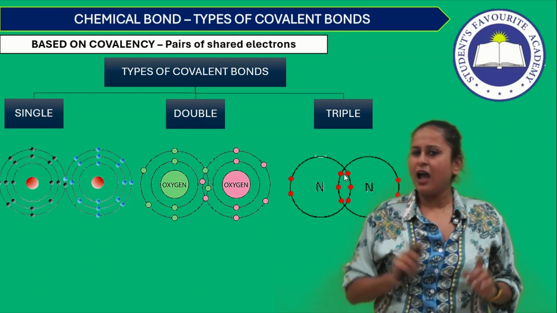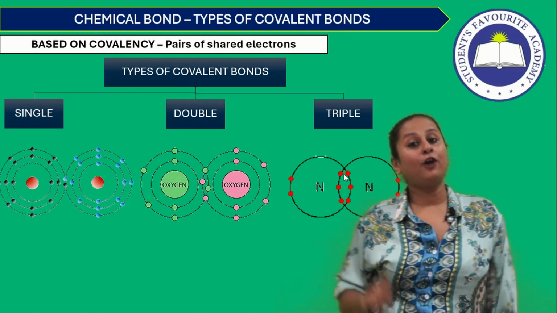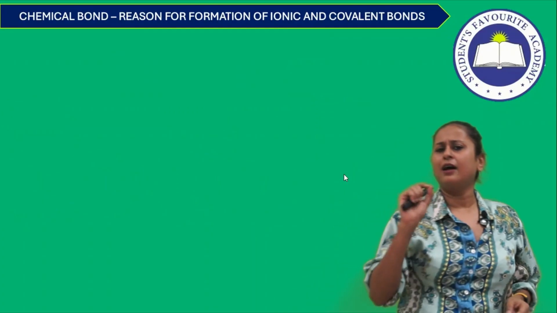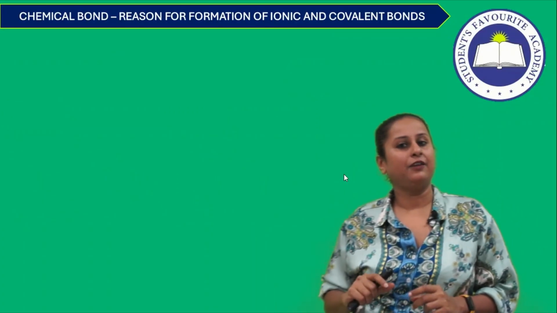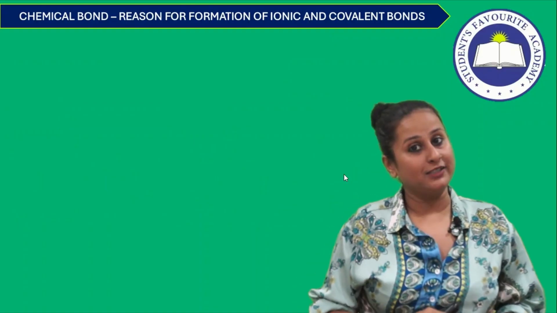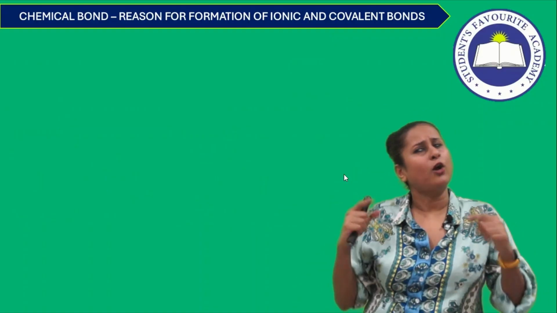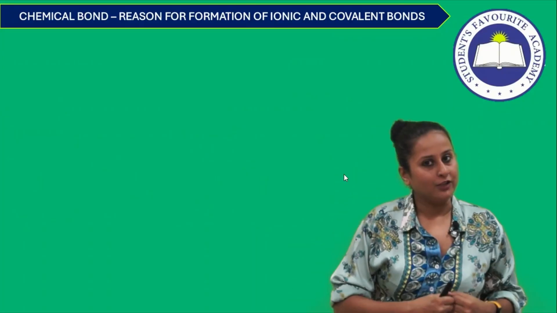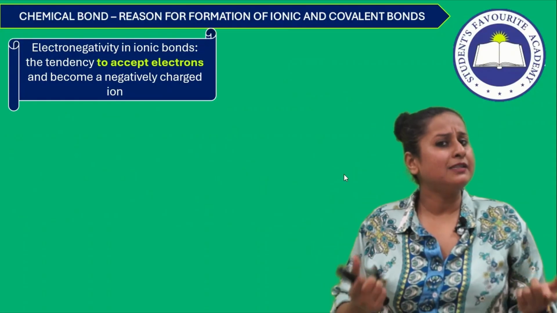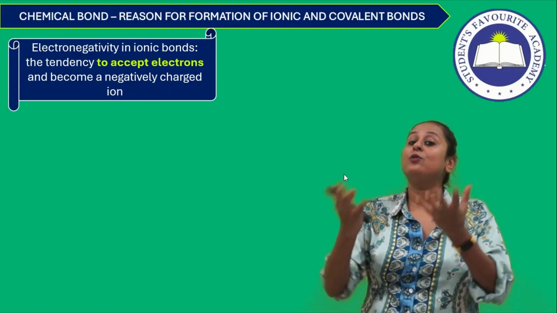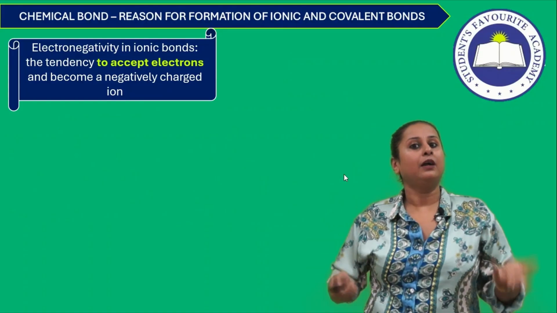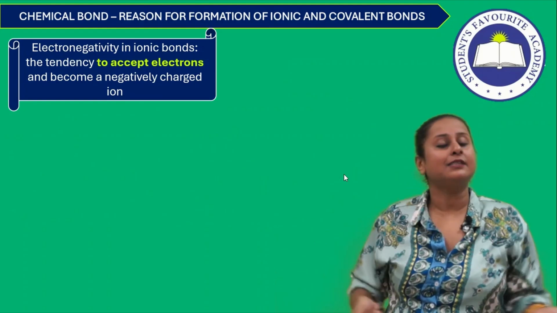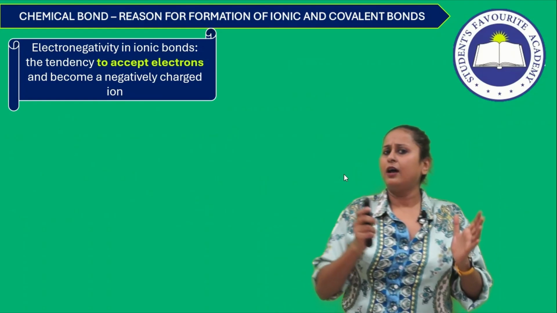So kids, now let us go back to the concept of electronegativity. We defined electronegativity partially in our ionic bonds. What did we call electronegativity? The tendency to gain electrons is called electronegativity. Why is it called electronegativity? Because when you gain electrons, you become electronegative. So that is one of the characteristics of being an electronegative substance.